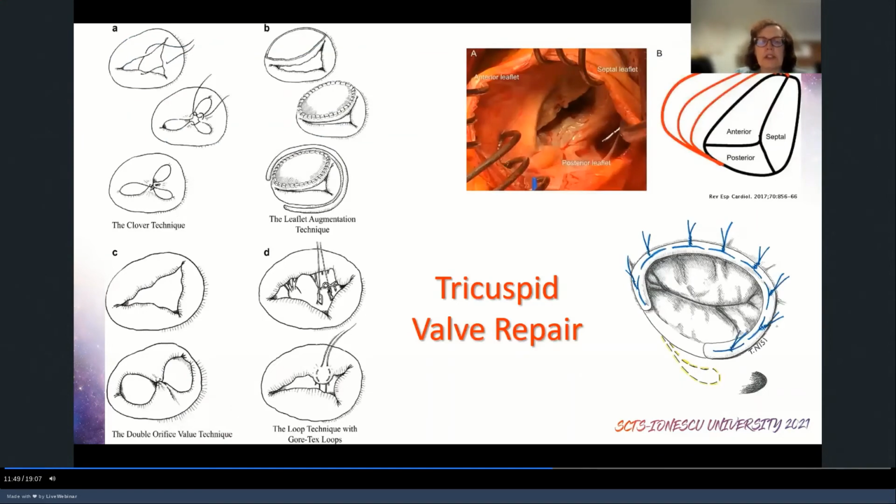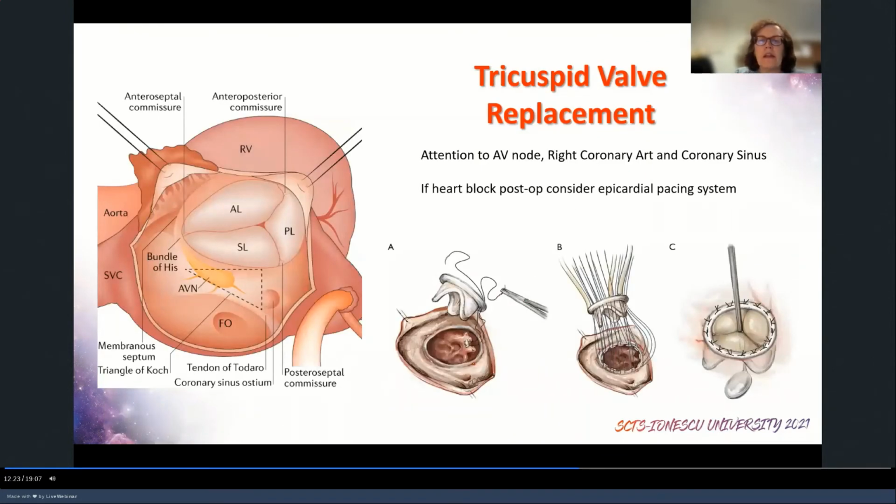This slide depicts a number of repair techniques where either the orifice is supported and reduced, or a leaflet is augmented, or the subvalvular apparatus is supported. In case of annular dilatation, it is the free wall of the right ventricle that dilates in an asymmetrical way. So a valve ring will address this and bring this free wall back into the normal plane. If the valve cannot be repaired, then there is tricuspid valve replacement, and this shows a bioprosthetic valve.